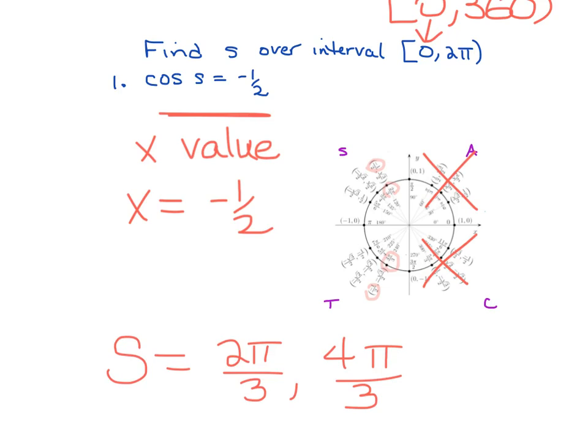So you need to remember that cosine is the x, and then also eliminate the quadrants that you don't need. Let's try number 2. Everybody good on this one?